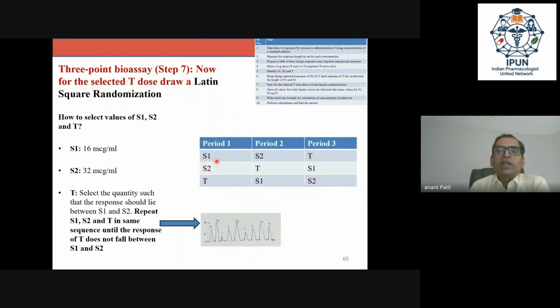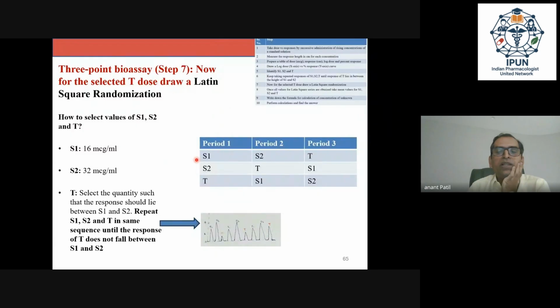Why would they give a repeat examination in pharmacology? So this is what is called the Latin square design. No batch is repeated, no number is repeated in 3. So S1, S2, T. Now you start with S2: S2, T, S1. Now you start with T: T, S1, S2. So this is called the Latin square.